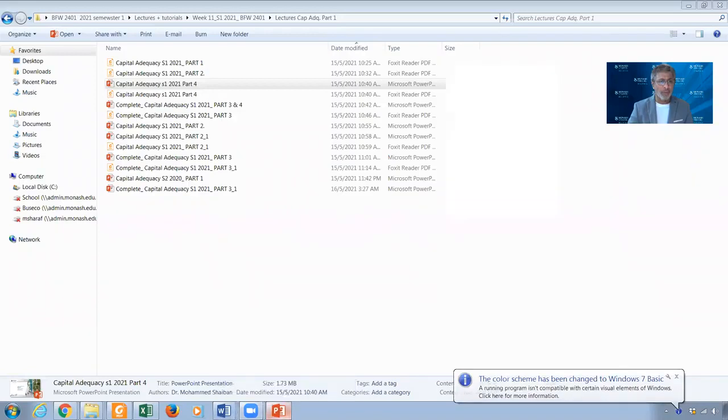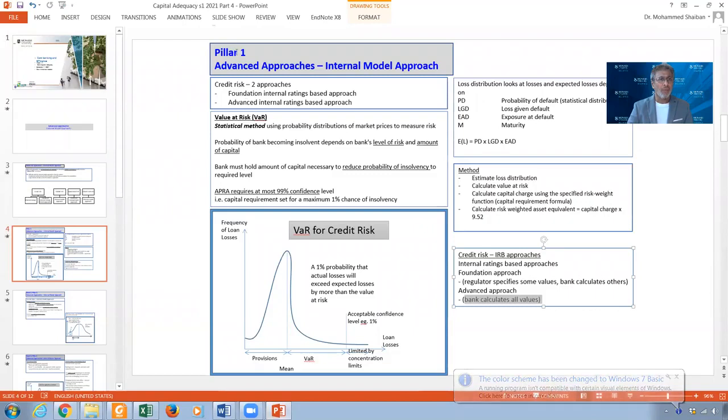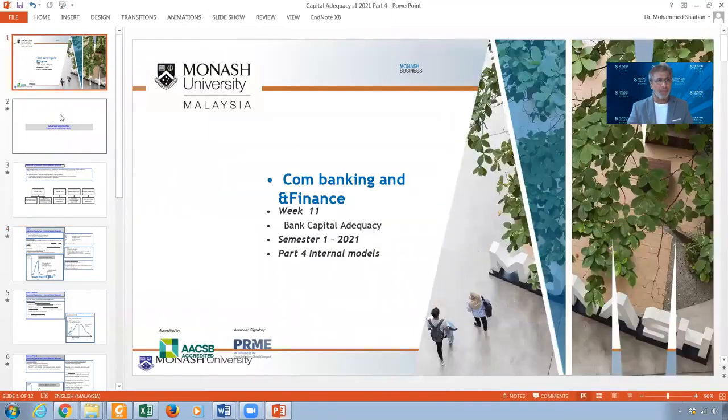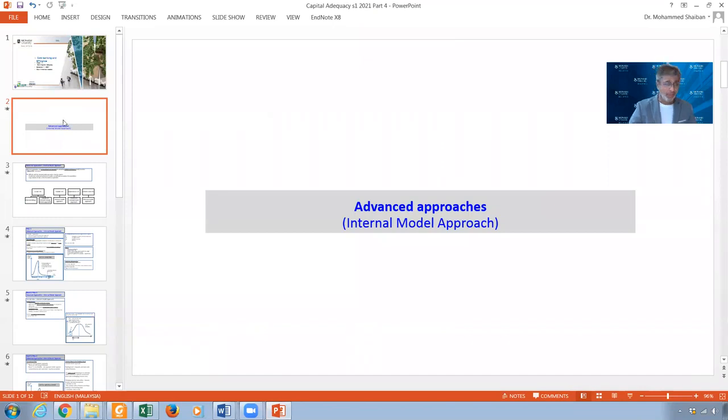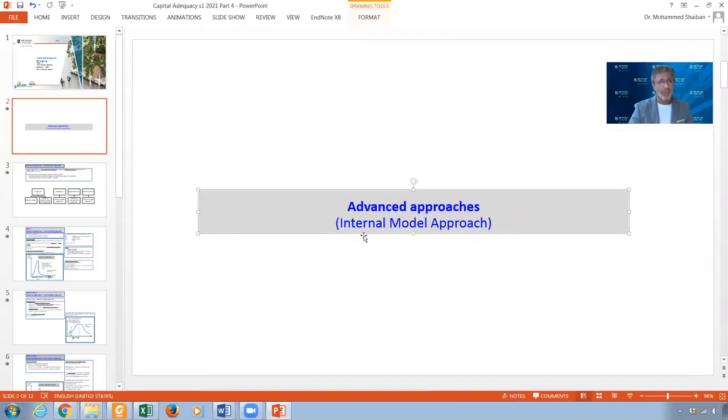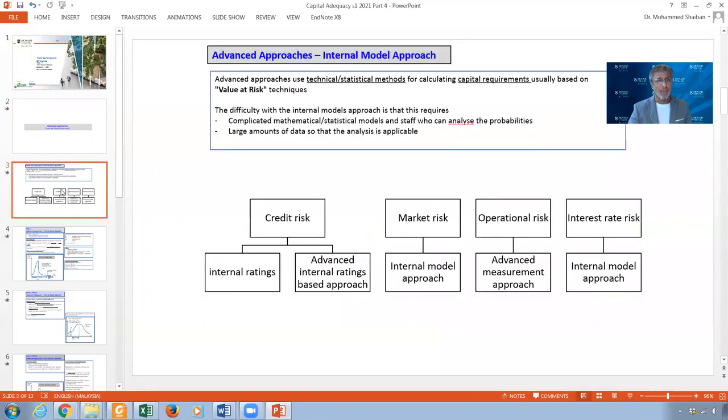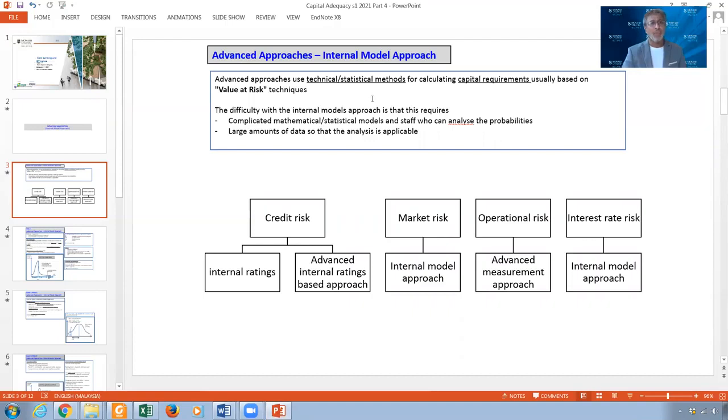So here we are talking about the advanced approach or internal approach. We call it the advanced approach, and we call it also internal models, because whether we are talking about advanced approaches or internal model approach, we are actually departing from the tables or the standardized model. Just to look at the definition here, the advanced approach uses technical statistical methods for calculating capital requirements, usually based on value at risk techniques.